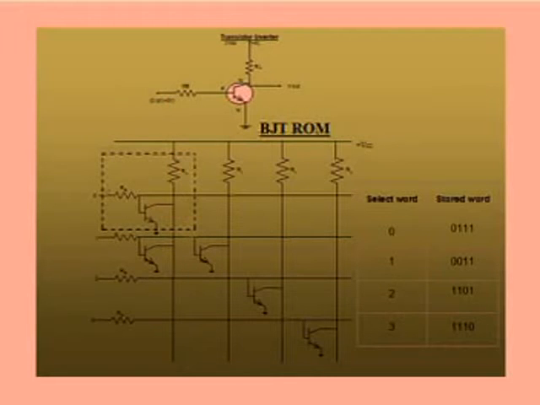So the output word stored will be 0, 0, 1, 1. Similarly, when you select the number 2 line, the stored word will be 1, 1, 0, 1. So the select word and the stored word are shown in the figure. Similarly, we can explain the construction of read-only memory using MOSFET.